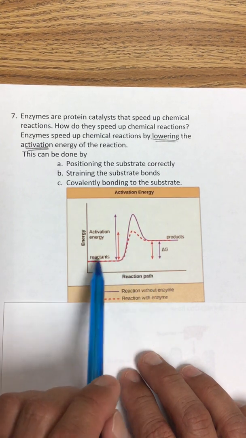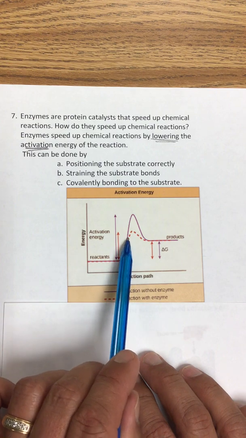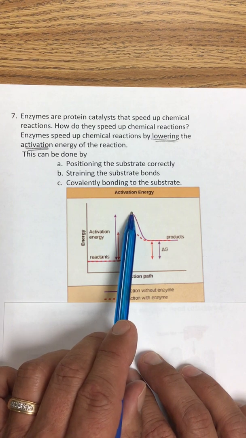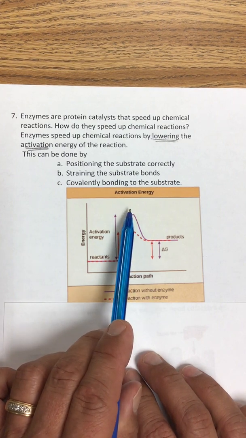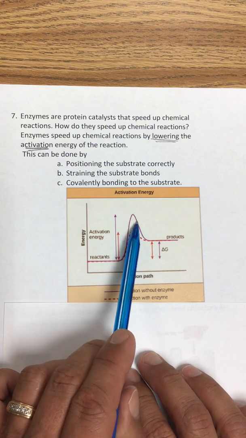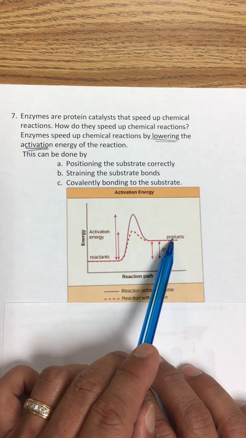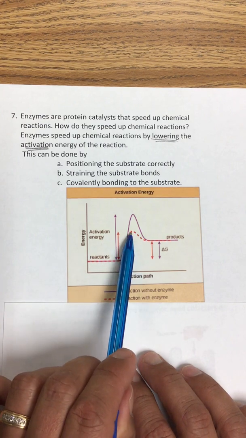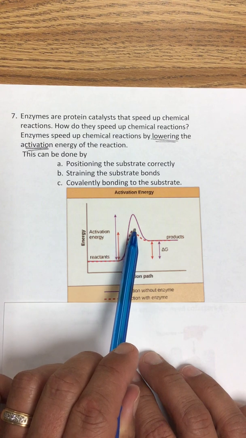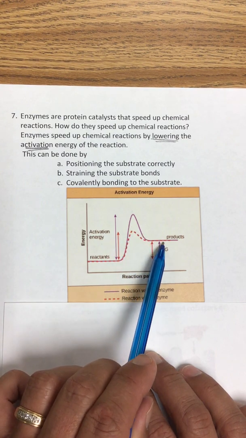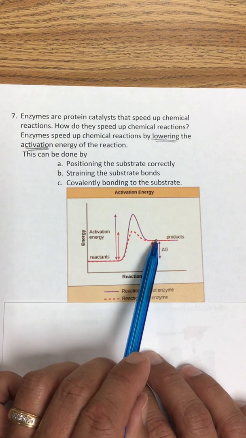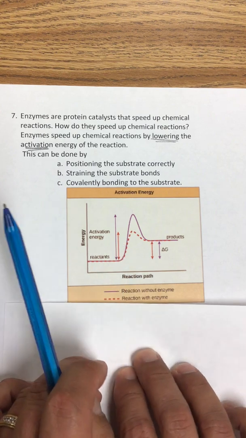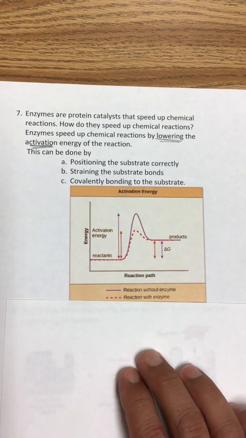So what enzymes do is they actually make that hill shorter. So this purple line is a reaction that does not use an enzyme, so it takes more activation energy, and then the reaction will occur and we'll have the products. Well, if you use the dotted line, you're going to use an enzyme. So the hill is shorter, doesn't take as much energy, and the reaction still takes place. Okay, notice the products are going to be the same here, but it's this hill here that's going to be different.